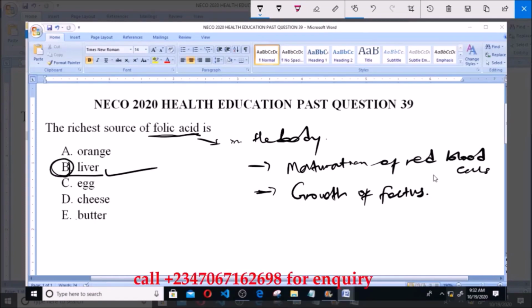The liver is the site of most of the metabolic functions, or metabolic reactions, in the body. So the liver contains most of the folic acid, and therefore it is advised that liver should be consumed to get more folic acid in the body, since folic acid has a lot of importance in the body, like I have mentioned: maturation of red blood cells, growth of the fetus, and other functions. Even in the formation of certain vitamins in the body, folic acid is very important.